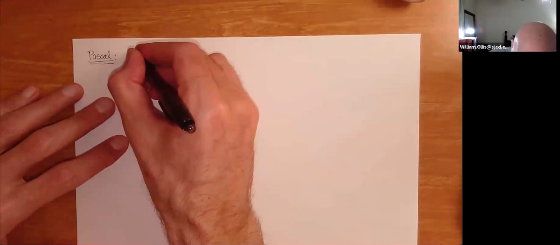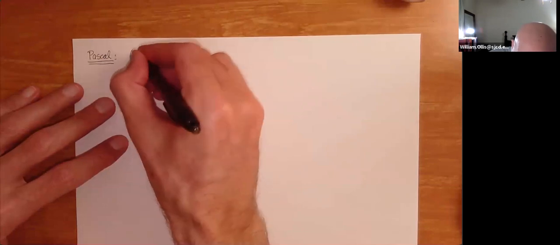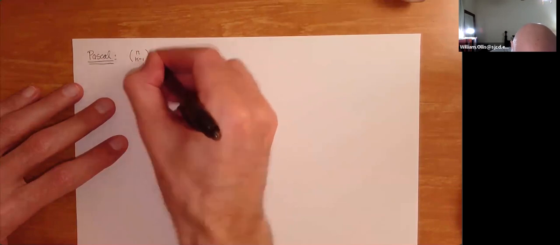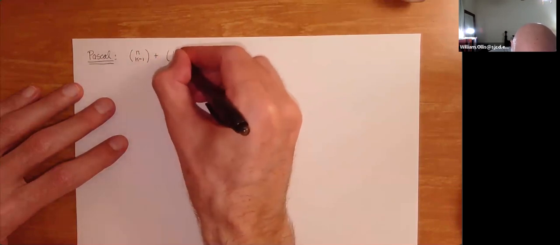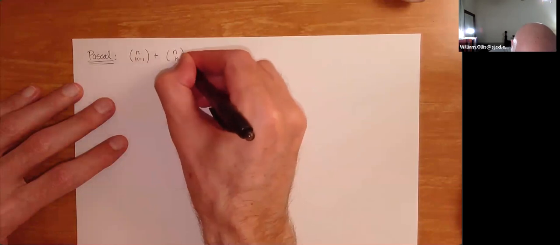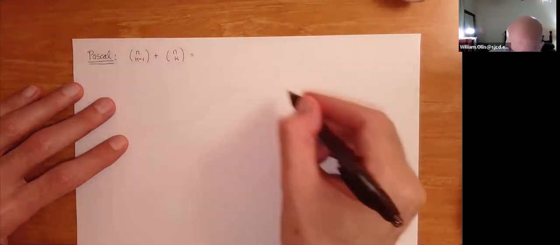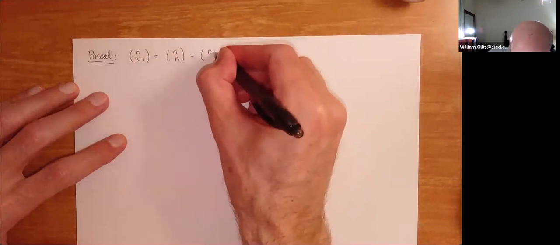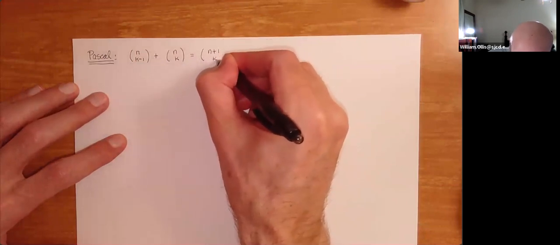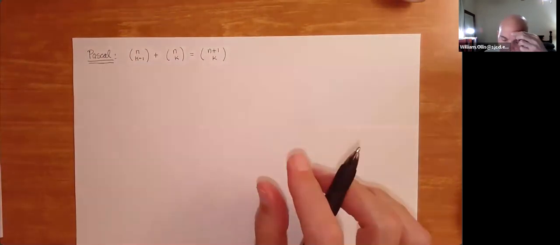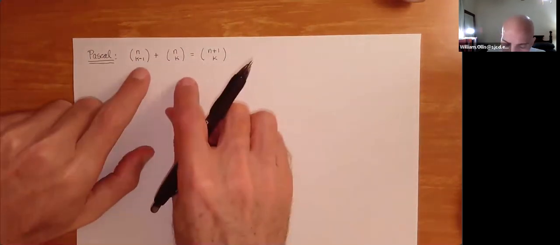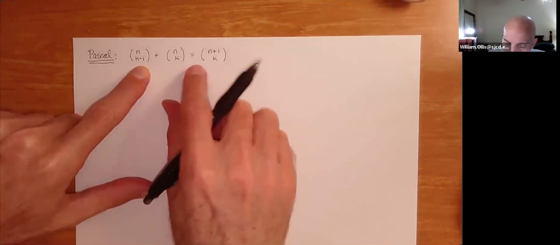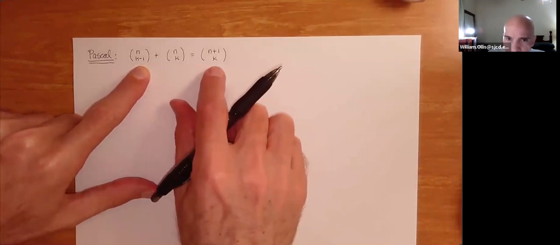So here's another nice identity. N choose k minus 1 plus n choose k. And this one's not very obvious. You can't kind of look at it and say, well, I can see that. It's not obvious. So the Pascal identity basically says that if we say n choose k minus 1 plus n choose k is equal to n plus 1 choose k.